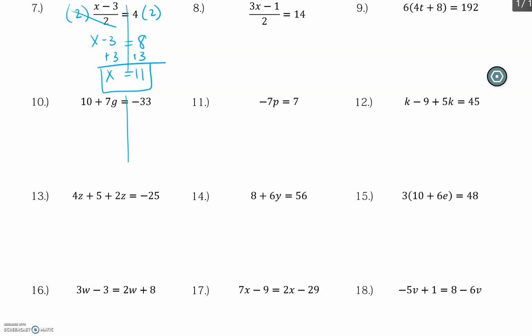Number 10. Is there anything we can simplify? Nope. So we start solving. We want to get 7g by itself, so we're going to move 10, and 10 is positive, so we're subtracting 10 from both sides. -33 minus 10 would be -43. Divide by 7. 7 does not go into 43, and you can't simplify those either, so we just leave our answer as -43 over 7.